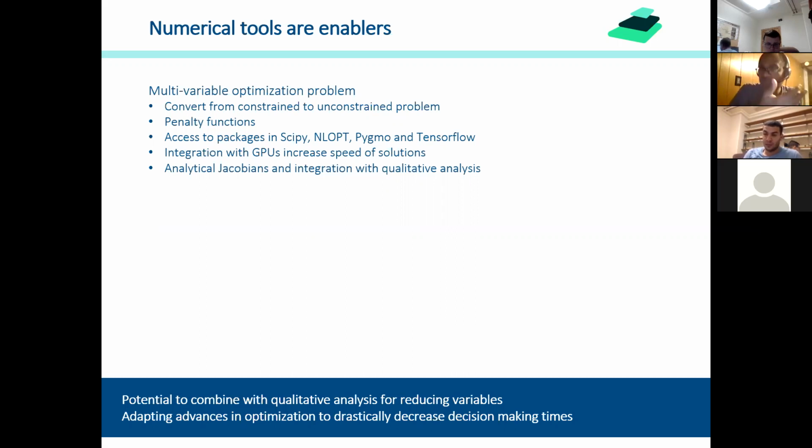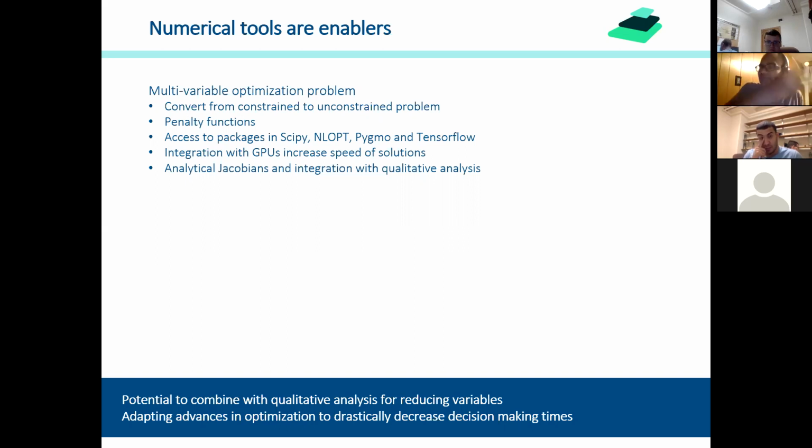And there are ways to do that. One way is to convert a constrained optimization problem to an unconstrained problem. We use something called penalty functions to solve them. What's really exciting is that we have adapted some of these packages from SciPy, PyGMO, and TensorFlow, which really help you solve these large problems.